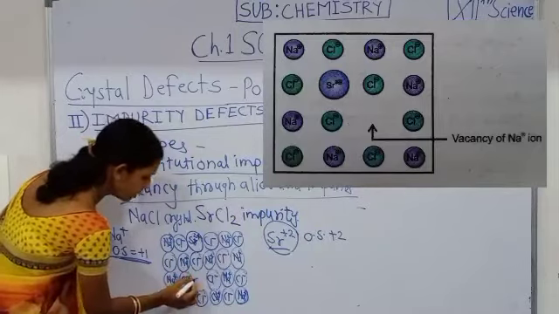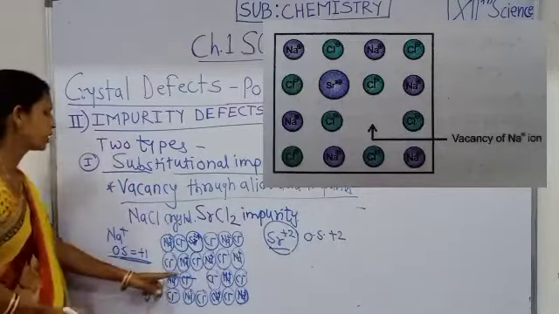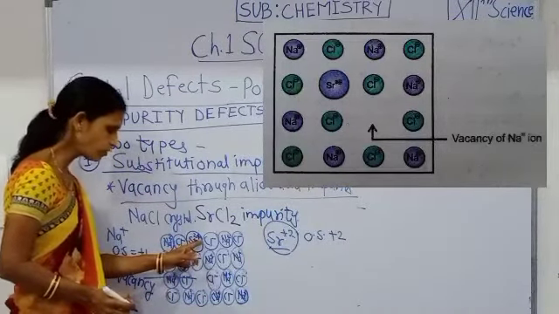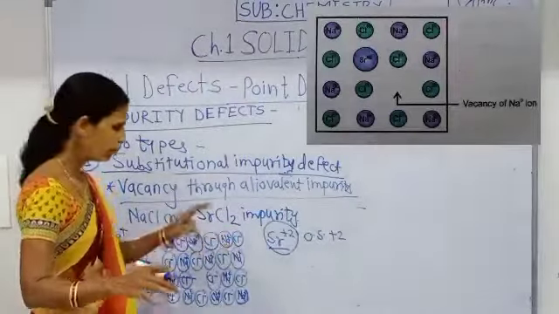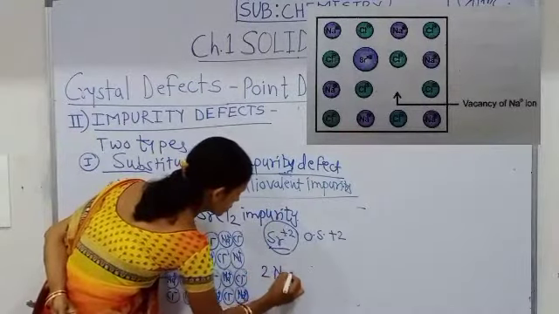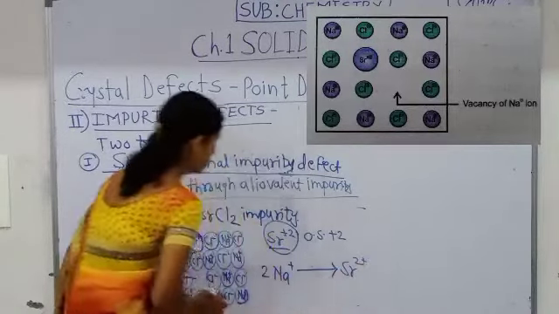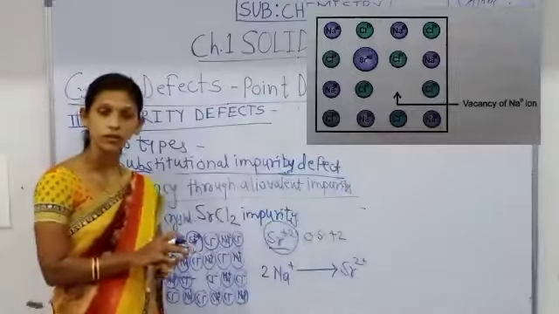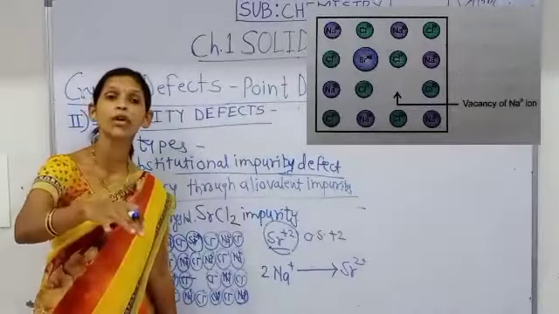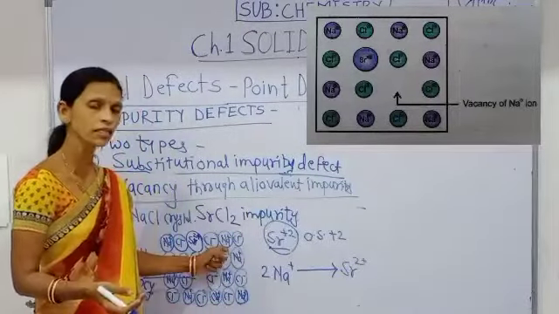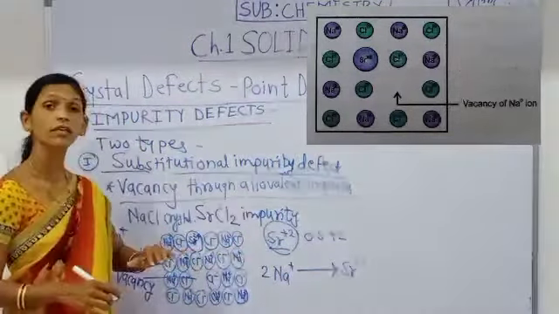here a vacancy is created due to the displacement of that Sr2+ ion. The charges get balanced because here 2 Na+ ions are displaced by 1 Sr2+ ion. Therefore, if this type of impurity defect is produced in the crystalline substance, electrical neutrality is maintained. That means it is electrically neutral.